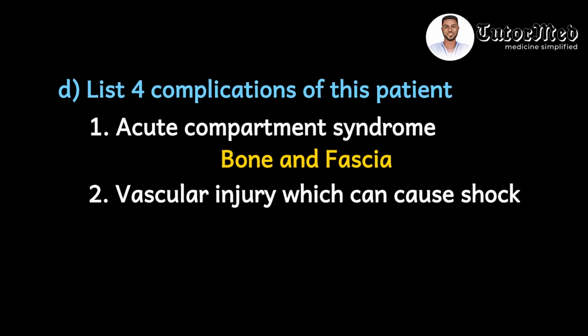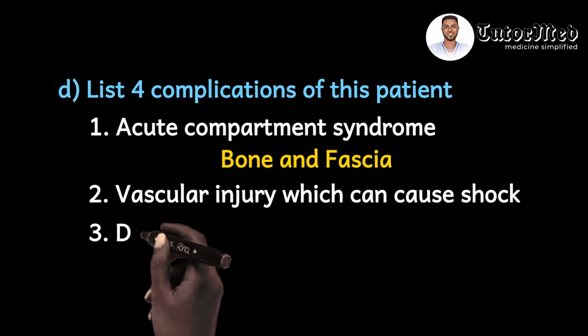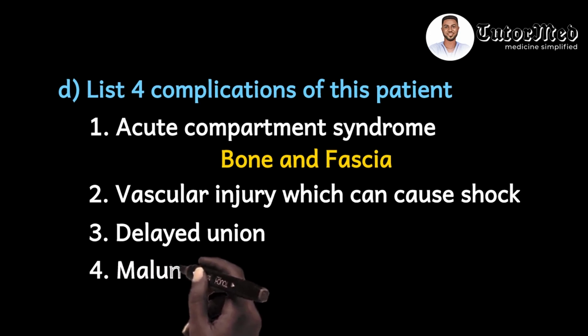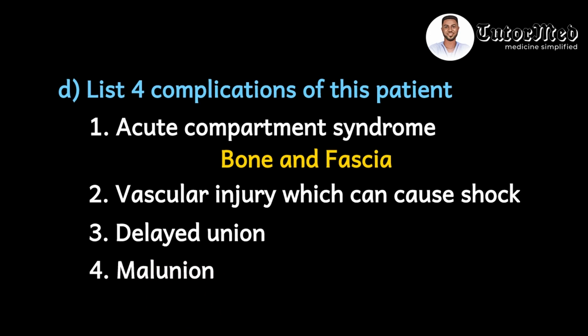Then one of the late complications include delayed union. That is, it is time for the fracture fragments to unite, but for some reason, because of an infection or something, they are not uniting. So that is delayed union. Then we have malunion. So this time they have united, but the alignment between the 2 fragments is not perfect. So that is malunion. So the question says 4, and so we stick to 4 answers.